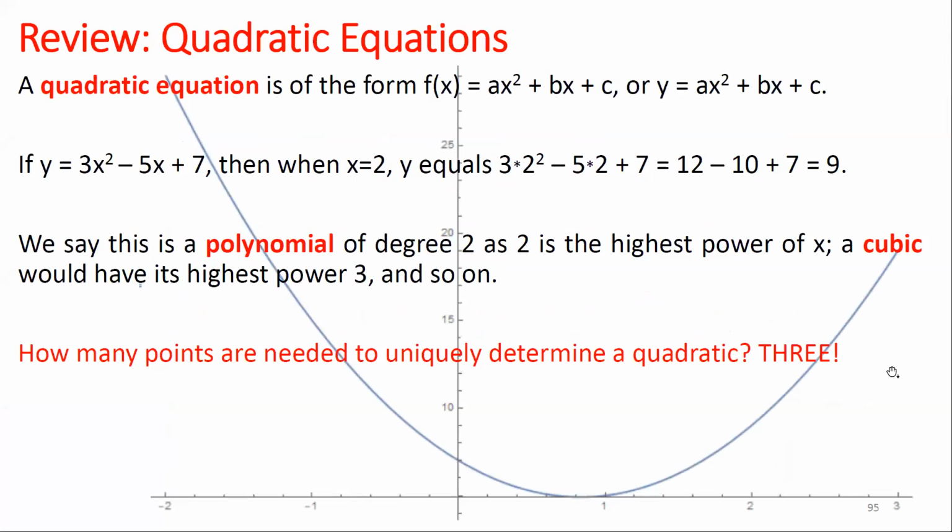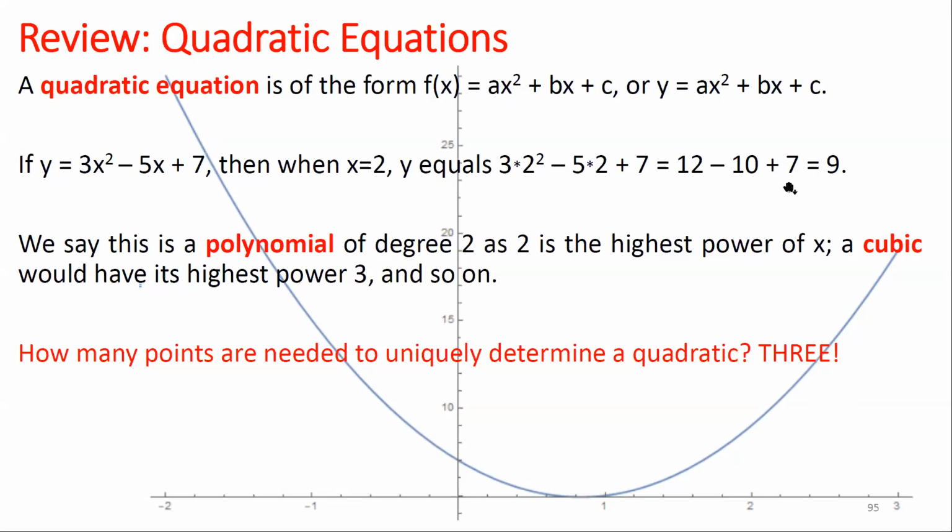Just as a quick review, a quadratic equation is of the form f of x equals ax squared plus bx plus c, so it's a polynomial of degree 2. It typically has a quadratic term, ax squared, a linear term, bx, and a constant c. Sometimes instead of f of x we use y, and we write y equals ax squared plus bx plus c. So here is a plot of, I believe, 3x squared minus 5x plus 7. If we put in a specific value like x equals 2, we would get 3 times 2 squared minus 5 times 2 plus 7 equals 9.